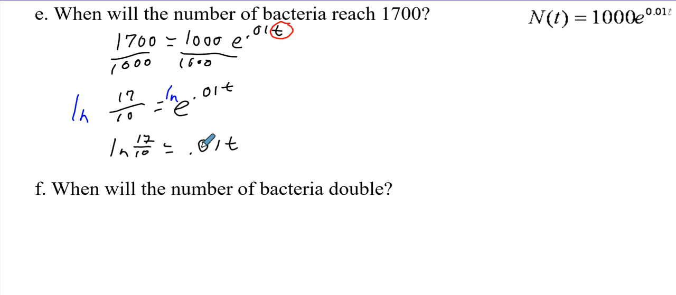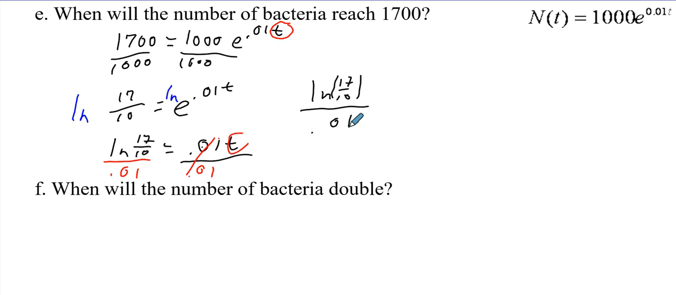So to get t by itself, now I can just divide by 0.01, and then here it's going to simplify out. I'll just be left with t. So my final expression for t is ln of 17 over 10 divided by 0.01. When I type that into my calculator, I'm going to get 53.1 hours.